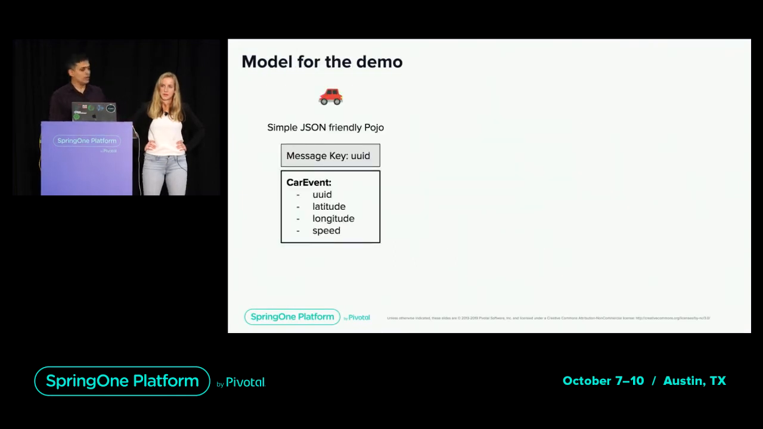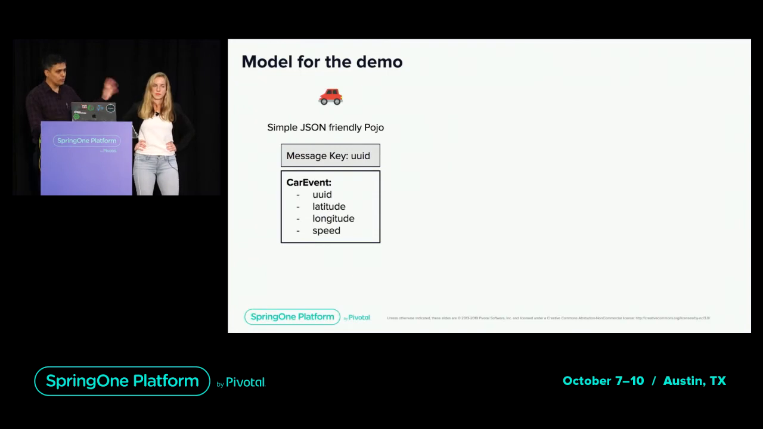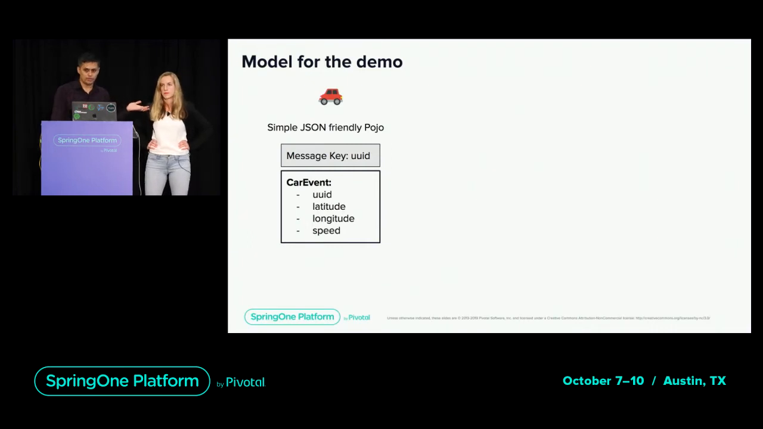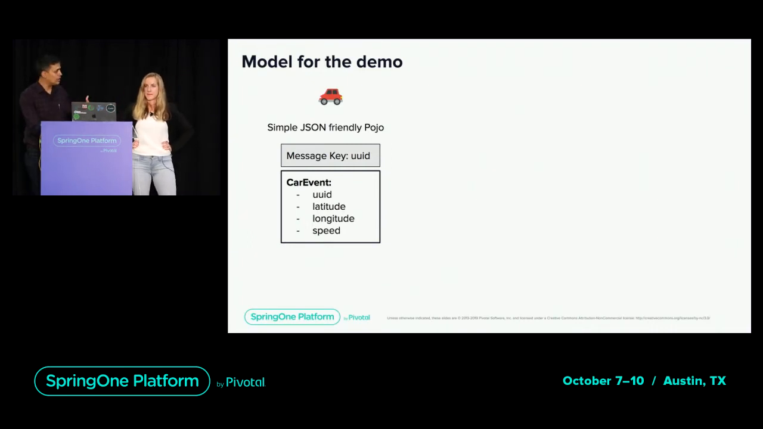Now, this is sort of our experience when we were building this application. We are building this application in iterations. On the left-hand side, we have a simple POJO. It's a JSON-friendly POJO. It will have a car UUID for identifying an individual car, its location, latitude, longitude, and the speed it is driving at.